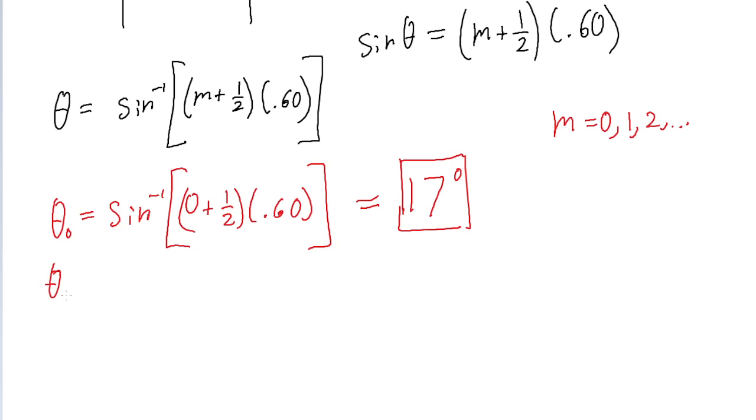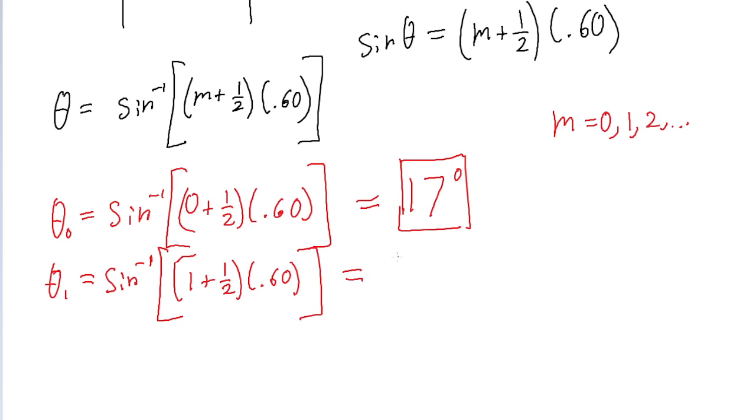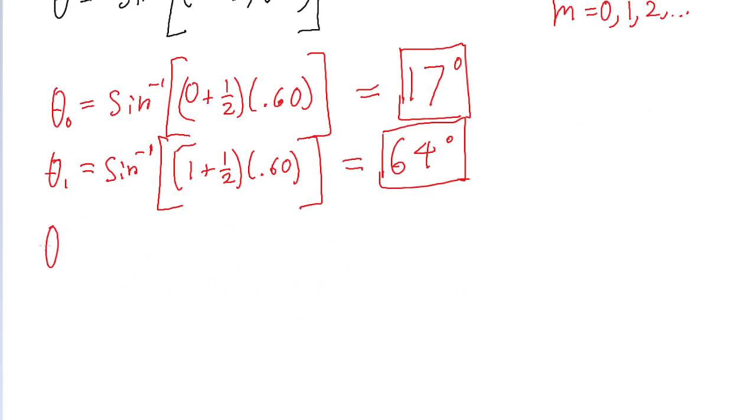Now let's plug in for the case where m is equal to 1. So arc sine of 1 plus 1/2 multiplied by 0.60. And this gives us an angle of about 64 degrees. Now let's try plugging in 2 for m. So theta sub 2 is equal to the arc sine of 2 plus 1/2 multiplied by 0.6.